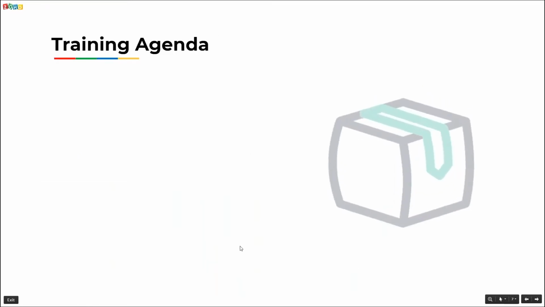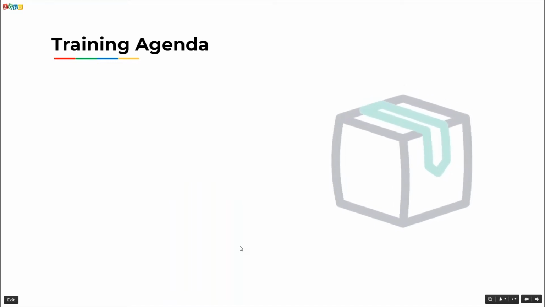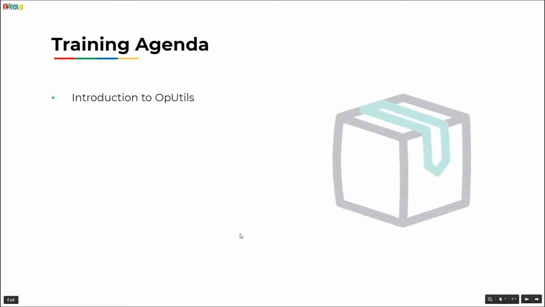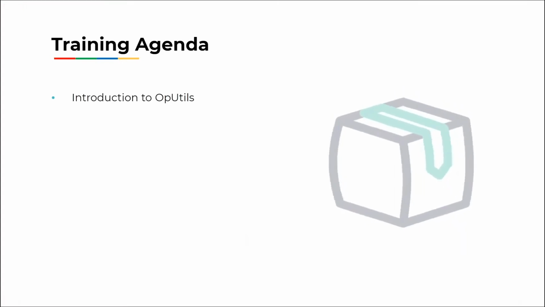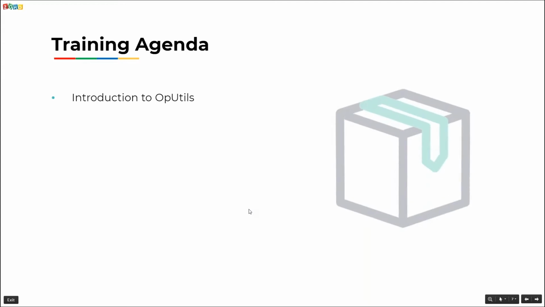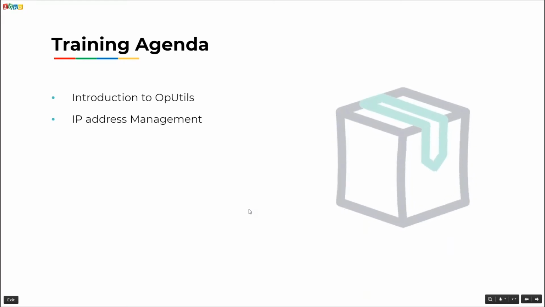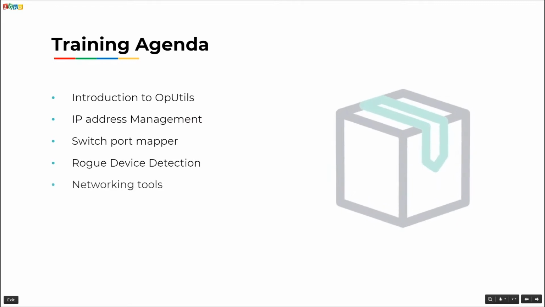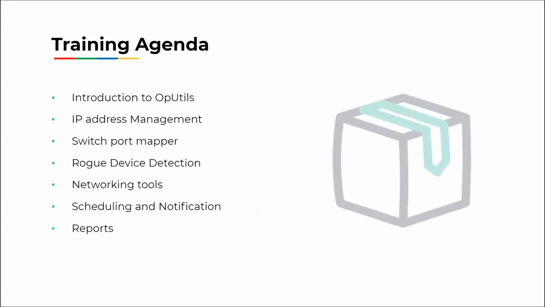So now let's start the webinar with the agenda for the day. First, we'll see the introduction to OpUtils and the various usages of the product in real-time scenarios, and then we'll see in depth about OpUtils with various features and options which are available within OpUtils, followed by IP address management, and then Switchboard Mapper, rogue device detection, networking tools, scheduling and notification, and finally the reporting capability of OpUtils as a network monitoring tool in your environment.